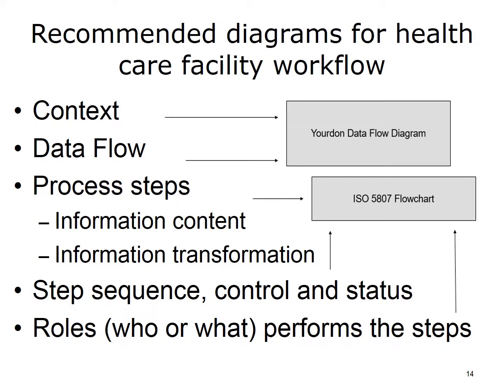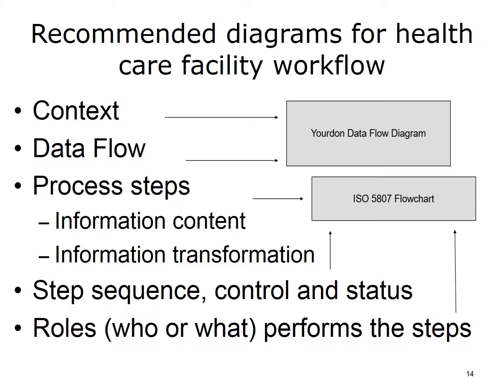Not all of the process aspects noted earlier are critical for the process improvement work covered here. For the healthcare workflow process improvement, we recommend the following: Jordan Data Flow Diagrams, or ISO 5807 flowcharts, process steps, step sequence, and other control diagrams, as well as roles performing the steps. Jordan Data Flow Diagrams and ISO 5807 flowcharts are covered in Unit 3. We recommend that you review these two sections carefully.